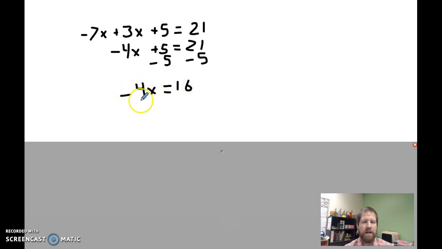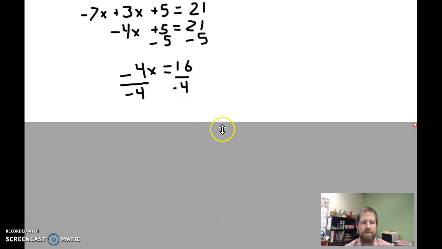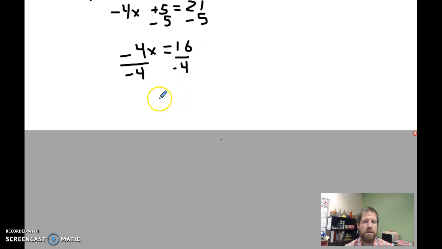Okay, I've got my variable isolated. Now I'm just going to solve for it. Don't get too worried about that negative sign. It just means your answer is going to be a negative. Okay, but you're still going to do all your steps the same way. So 16 over negative 4, or 16 divided by 4. My answer is going to be negative. That's 4 over 1, or just negative 4. Okay. All right.